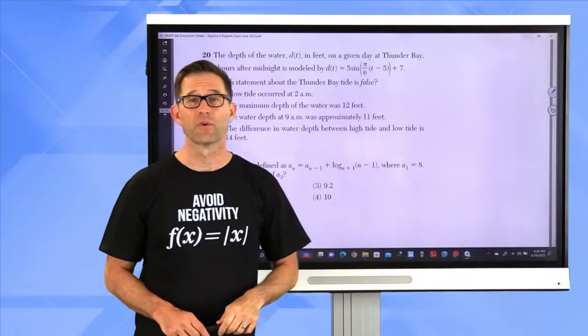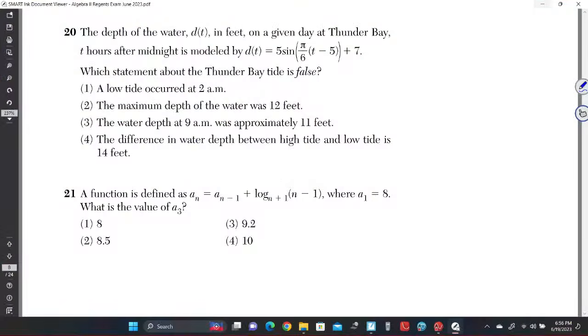All right, let's take a look at number 20. The depth of water, d of t, in feet on a given day at Thunder Bay, t hours after midnight, that's real key, is modeled by d of t equals 5 times the sine of pi over 6 times the quantity t minus 5, all plus 7. Which statement about Thunder Bay tide is false?